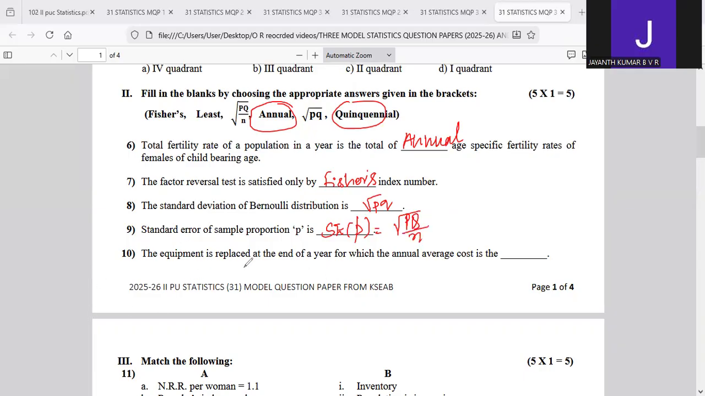The equipment is replaced at the end of the year for which the annual average cost is the least. Look at that: when the total annual average cost starts decreasing and then immediately increases, at the least one we replace the machine. So this is model 3, fill in the blank questions.